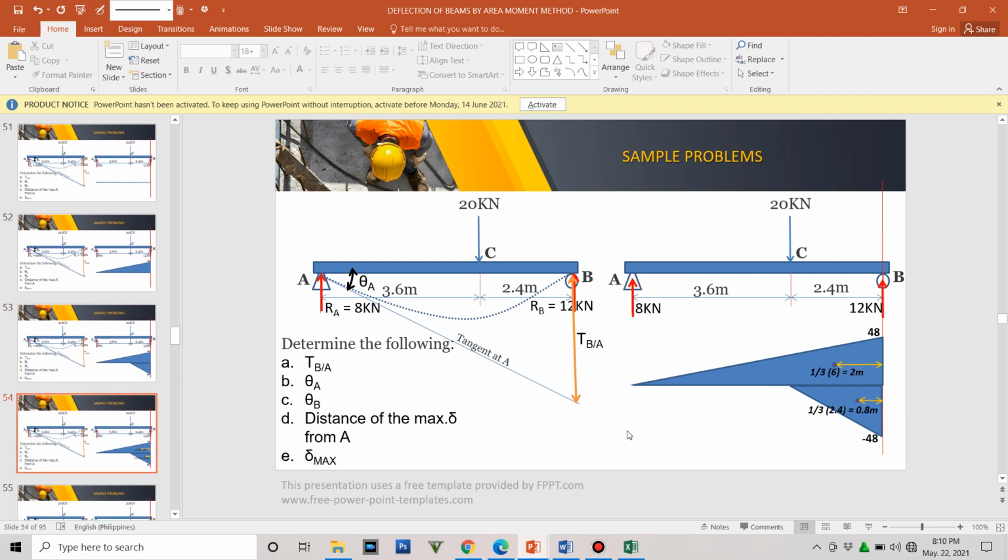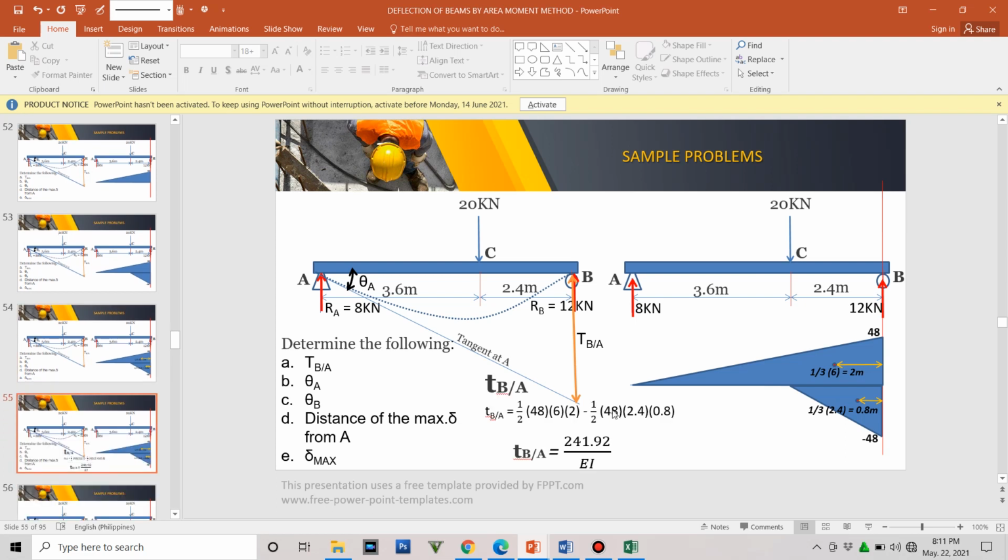Okay, so we need the distances from B. Kasi nga, deviation at B, ano? Kaya, lahat ng distance, mame-measure hanggang B. Yung mga centroid na to. So, overall base is 6. Kunin mo lang yung 1/3 ng 6. Ayun na yung centroid. That is 2 meters, for the upper triangle. For the lower triangle, kunin mo rin lang yung 1/3 ng base niya, 2.4. So, that is equal to 0.8.